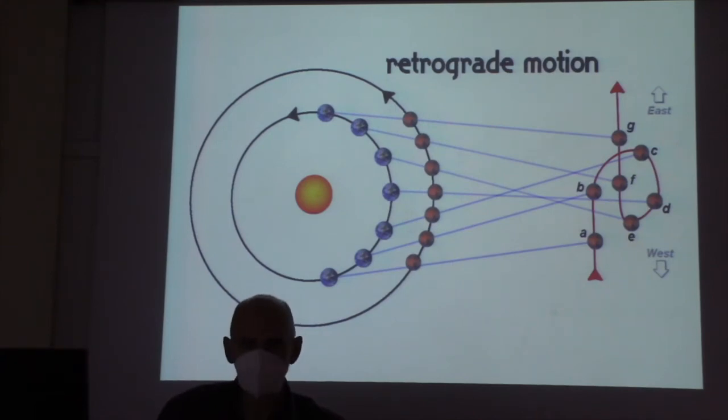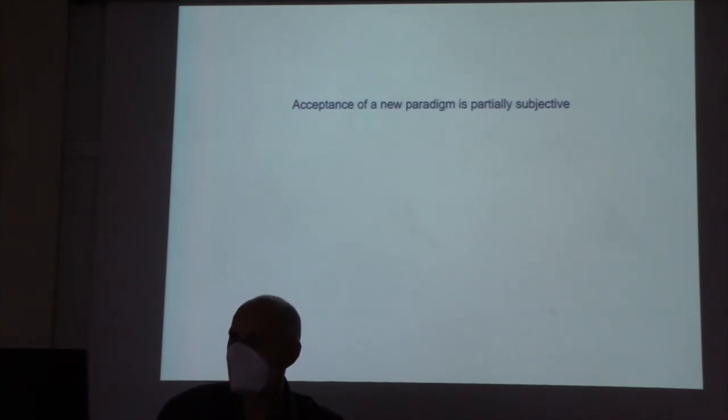Good. What are the consequences? I hope now it is clear what Kuhn means by paradigm. What are the consequences of Kuhn's thinking? Well, first of all, he says acceptance of a new paradigm is partially subjective. Basically, there is no criteria to determine that the paradigm is correct. At some point, the scientific community decides that they agree on a given paradigm because it makes sense, because it accommodates new data.